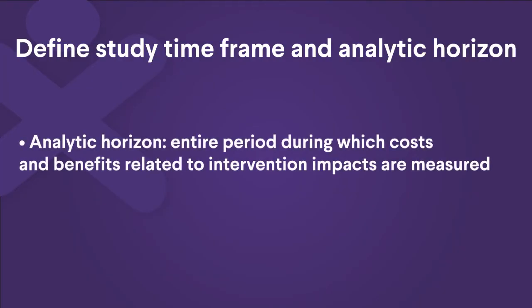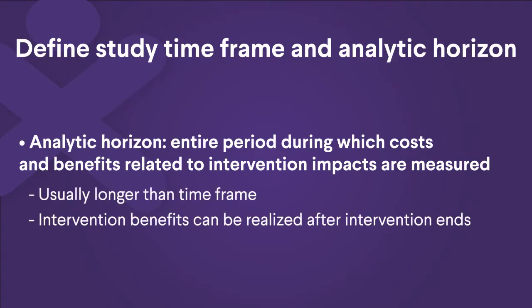The analytic horizon is the period during which the cost and benefits relevant to the intervention are measured. And the cost part is relatively easy, especially if you do a cohort study. For example, if you want to follow a cohort of children in which you vaccinate over a month, you only include the cost of vaccinating the children over a month. Okay, that will be the time frame.